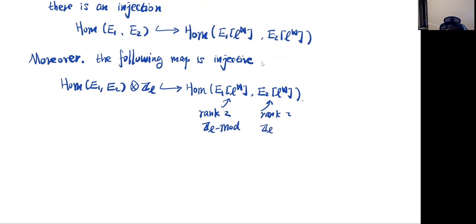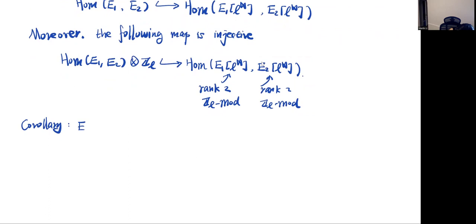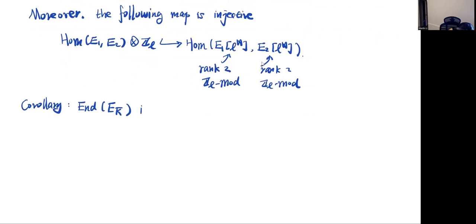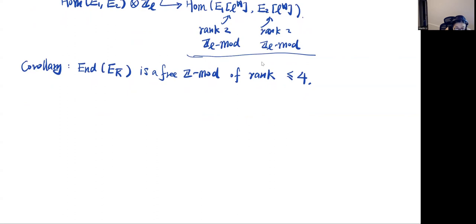Okay. So this tells us, corollary, that the endomorphism of EK bar, we already know it's a free Z module, a torsion-free abelian group, is a free Z module of rank at most 4. Okay, because the ZL module, this Hom, is rank 4. Great. This is another piece of information about the endomorphism ring. Now we are done with all the information we have gathered. Now we are ready to make our conclusion.